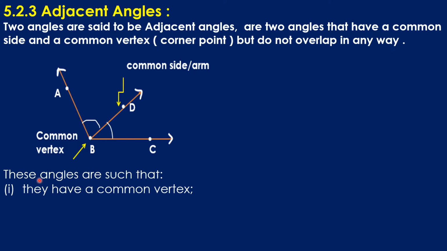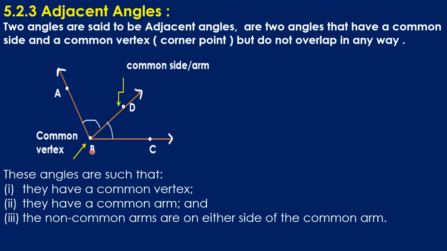What should be the conditions? There should be a common vertex. So here we have a common vertex, which is nothing but a common point, and they have a common arm, and this is the common side for angle 1 and angle 2. And the next, non-common arms on either side of the common arm. So here this is the common arm, and on one side of the common arm, this is a non-common arm, and this is also a non-common arm. Therefore these angles are said to be adjacent angles.